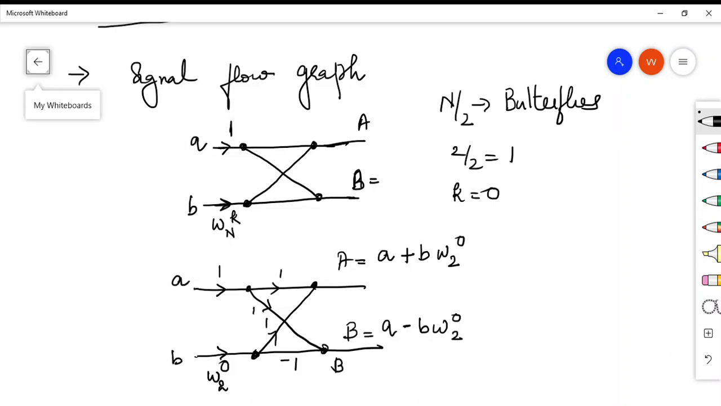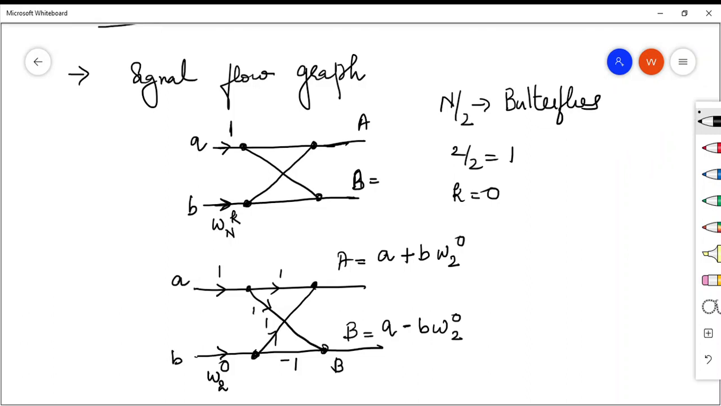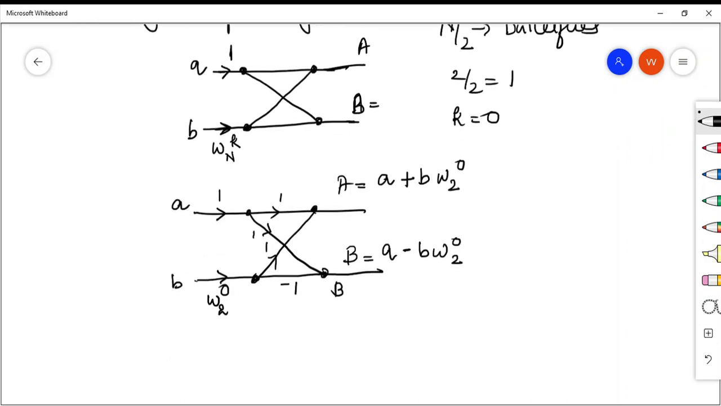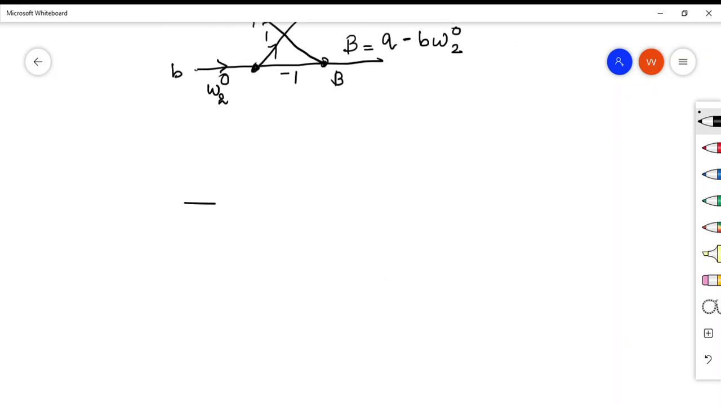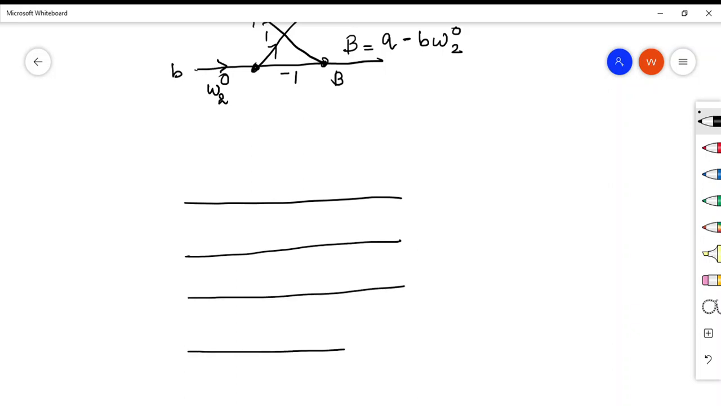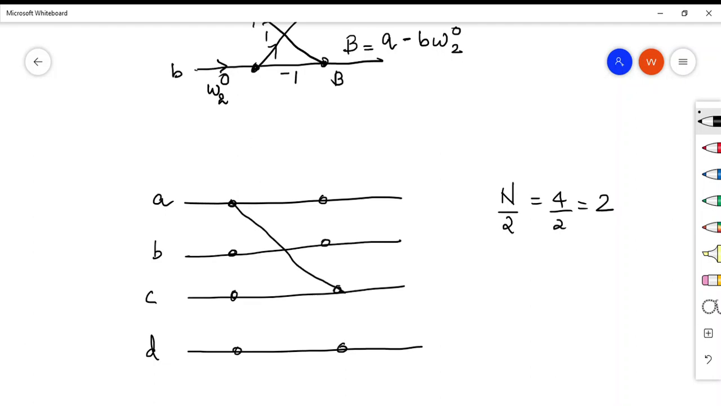In the same way, if you have a 4-point sequence and you have to draw the butterfly diagram, imagine you have a 4-point sequence. Depending on the number of samples in the sequence, you draw lines: A, B, C, D. So how many butterflies should be there? N/2, that is here 4/2. So you should have 2 butterflies. First you mark the input and output points. Now you should have 2 butterflies, no? So 2 butterflies means first this has to be joined to this point and this has to be joined to this point.